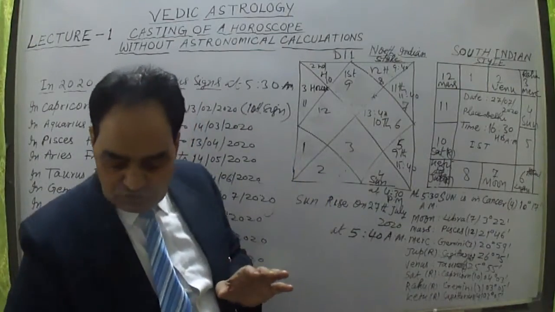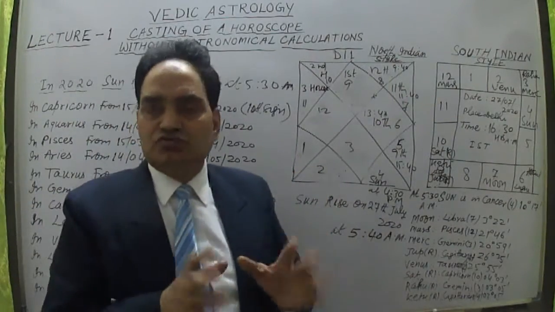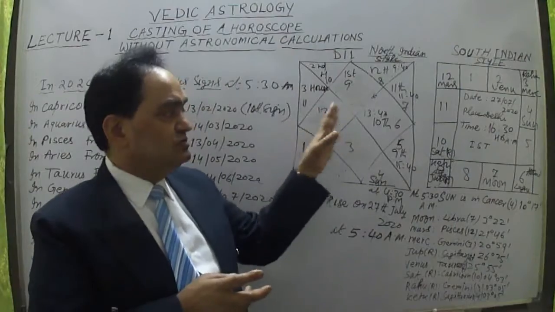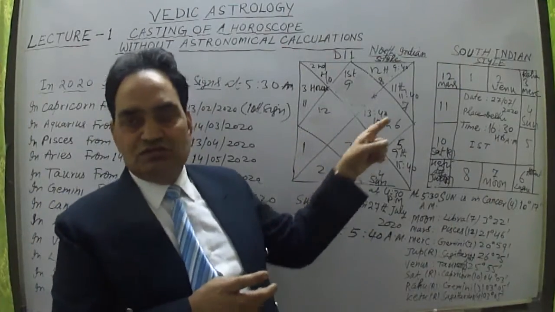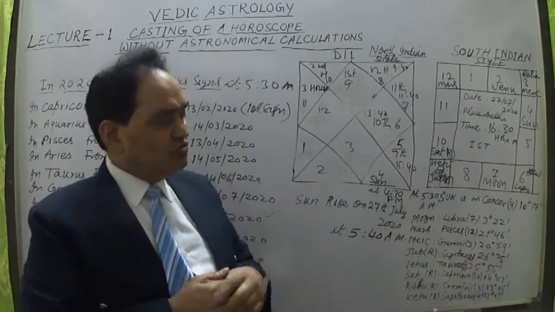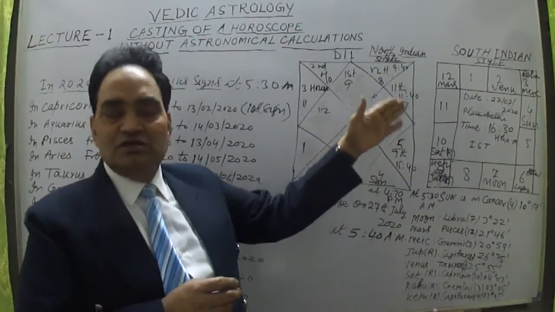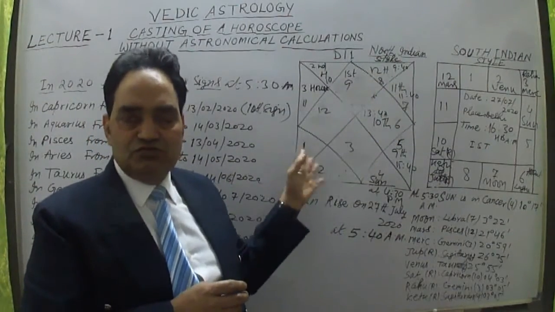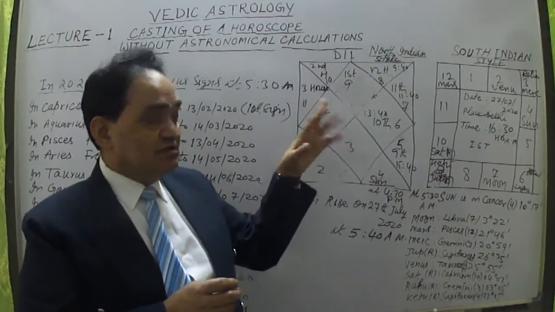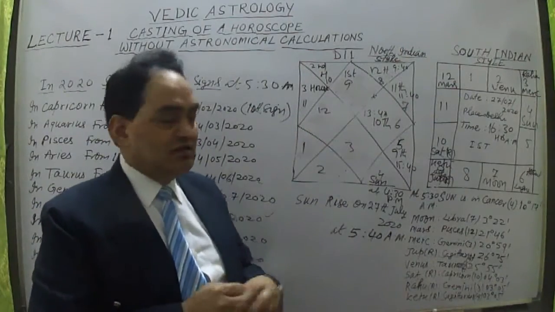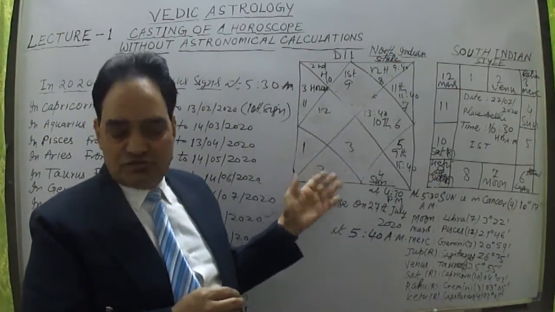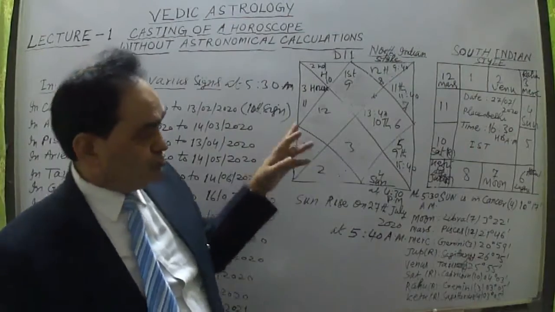Okay, so from the South Indian style and North Indian style, whatever suits you, you can choose to cast your horoscope. This is the South Indian style, this is the North Indian style. Mostly in South India, that is preferred. I have found that South Indian people mostly prefer the South Indian style. And in North India, we just prefer this one. Okay, this is how horoscopes are cast.